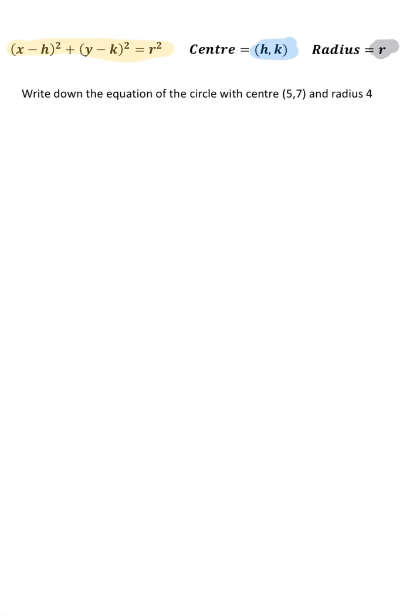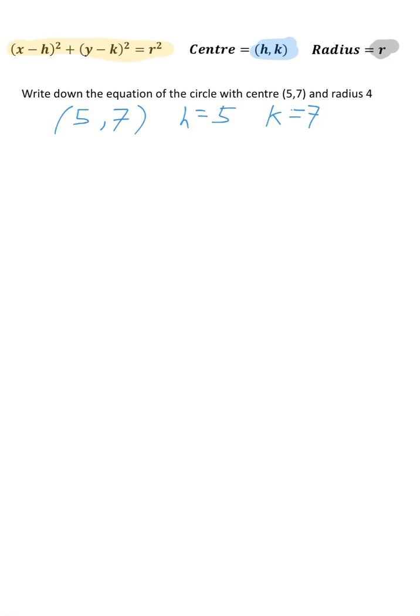Now, you're given this in the logbooks, so there's no need to learn it off. You just need to know how to use it. If you look at the question here, write down the equation of the circle with center (5, 7) and radius 4. You can see the center is (h, k). So for our (5, 7), h is equal to 5 and k is equal to 7.